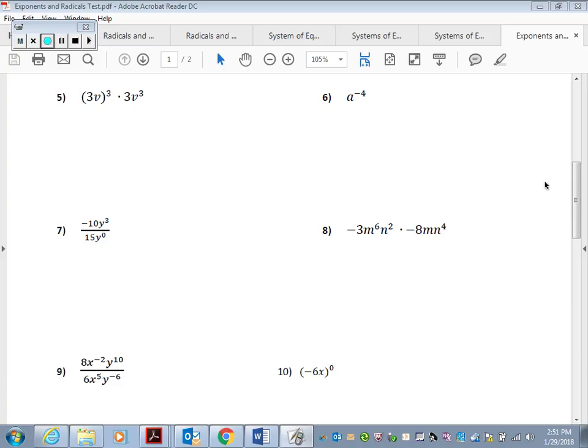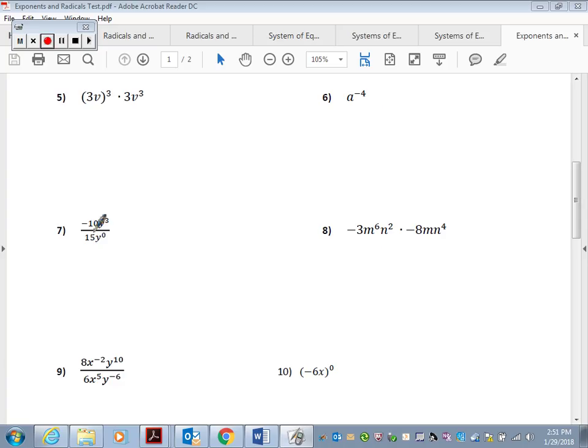Number 5. 3 to the 3rd power is 27. V to the 3rd is just v to the 3rd times 3v to the 3rd, multiply here. 27 times 3 is 81. V to the 3rd times v to the 3rd is v to the 6th. Add those exponents since we had multiplication. When you have something that has a negative exponent, it needs to move. So we move it down to the denominator. What's left in the numerator is the 1.